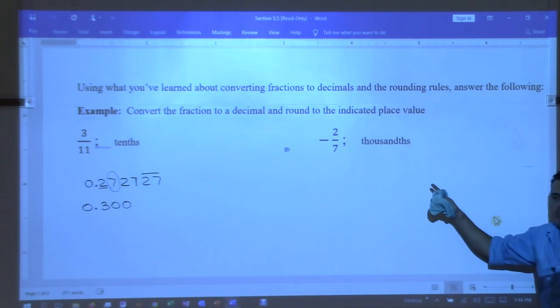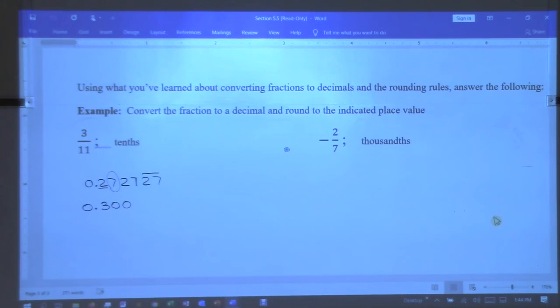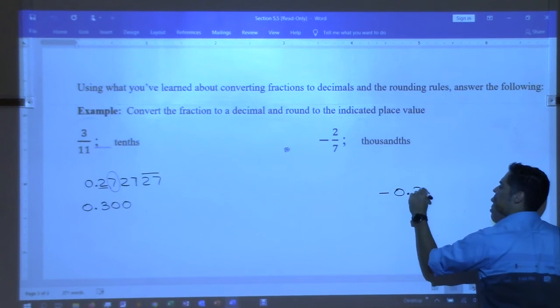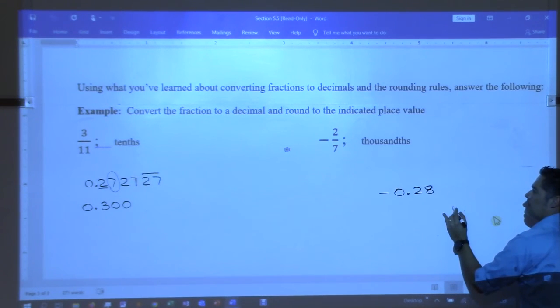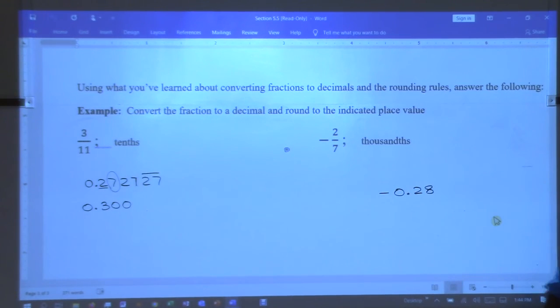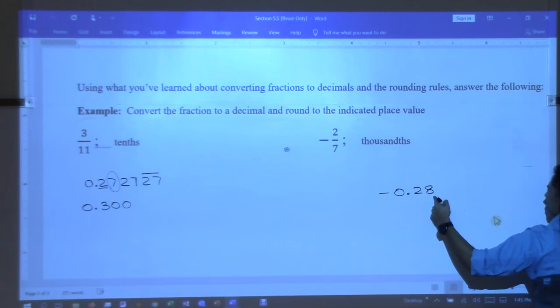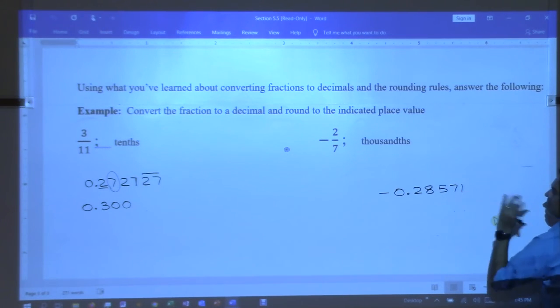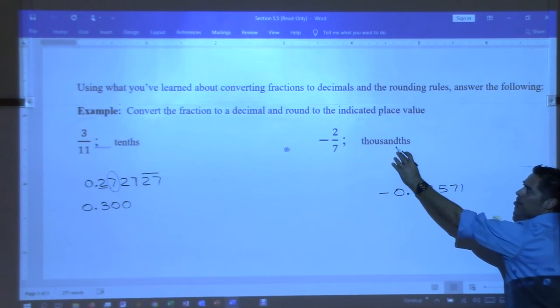Think you could do that one? 2 divided by 7 on your calculator? 0.28. Does it repeat? It says 5. 2.85. I think 0.2857142. That's not repeating, is it? Wait, 28, say it again. 7 1? 142. Okay, so we need to round to the nearest what?